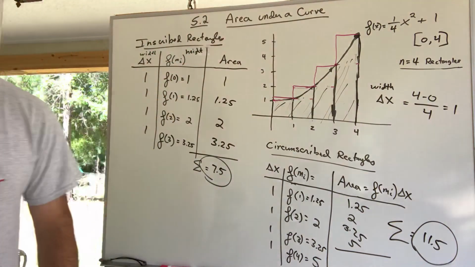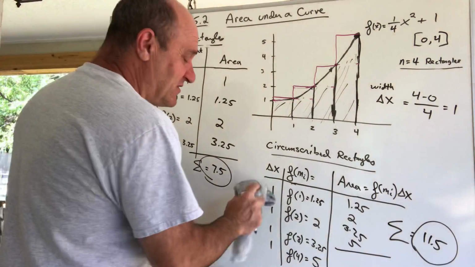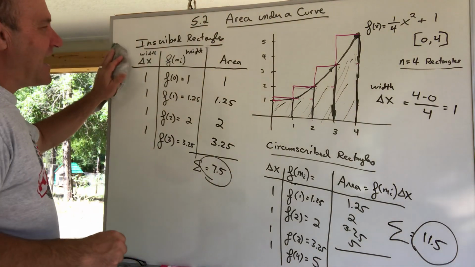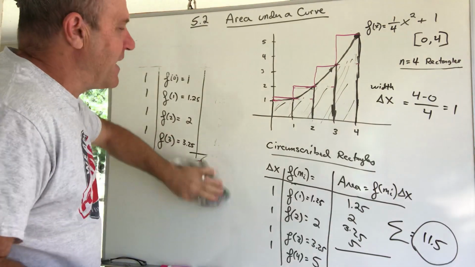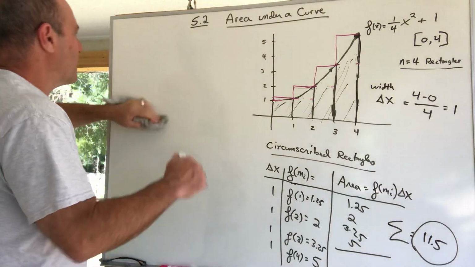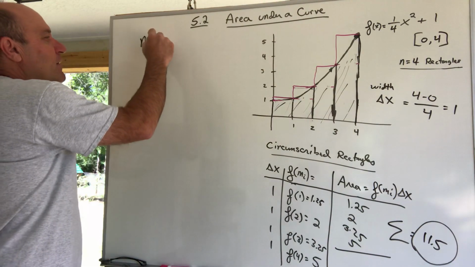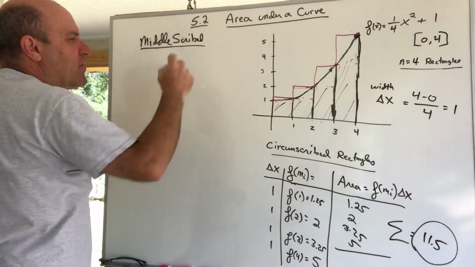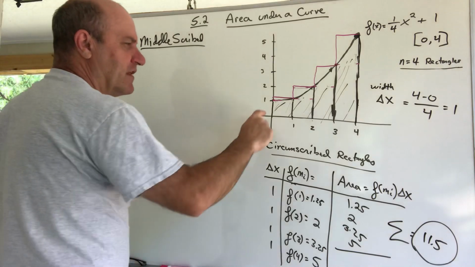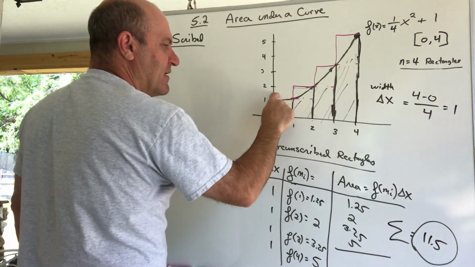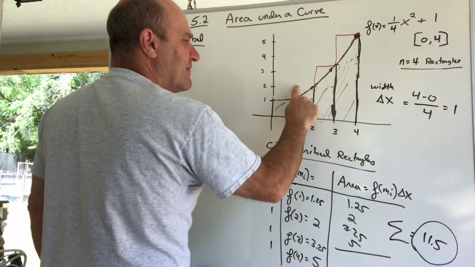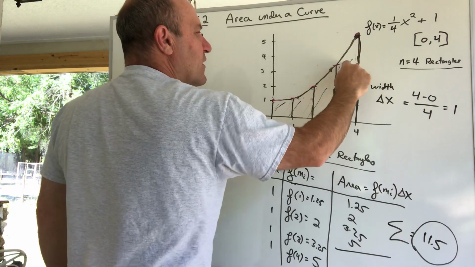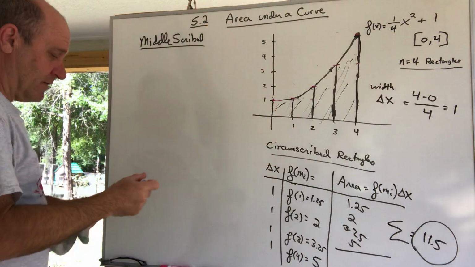Now, the truth is, the best way to do this, I'm going to erase this one, is I like to use what I call middle scribed rectangles. These are awesome. Let's do this real quick. There are a few problems in the book that say, let's do that. So here you go. I'm erasing my little pink heights here. I'm going to redo this problem with middle scribed rectangles.